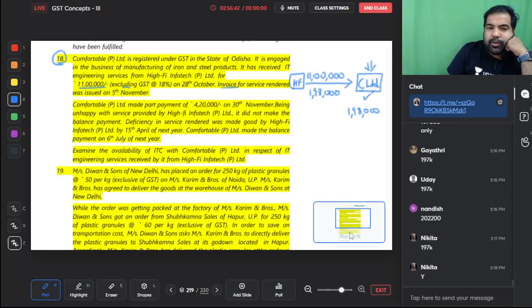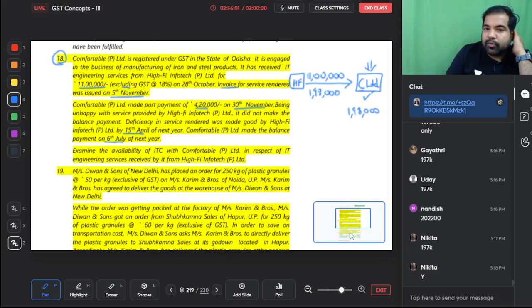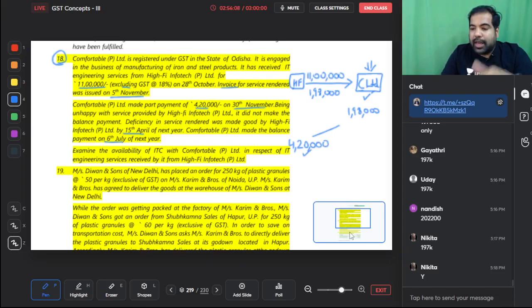The invoice was received on 5th November, but make sure you pay within 180 days. Comfortable made a part payment of 4,20,000 within some days. However, being unhappy with the service, they did not make the balance payment. Afterwards they made the balance payment on 6th July. So guys, was the 4,20,000 paid on time? Yes. Then the GST in relation to that is 4,20,000 into 18%, 75,600, you can take, no problem.